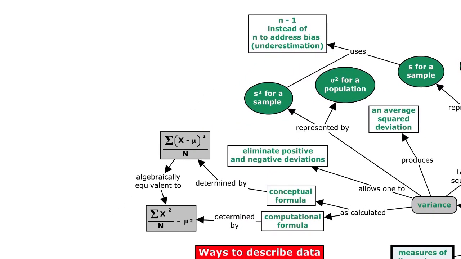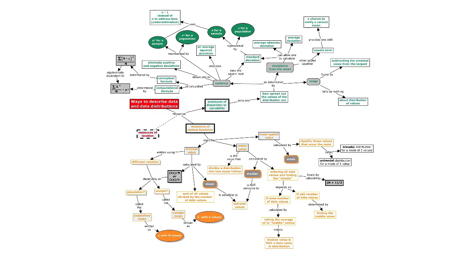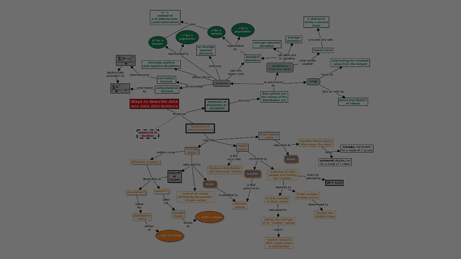When calculating the standard deviation and variance for a population, we have to divide by big N, that is, the number of values in our population. When we're calculating the variance or the standard deviation for a sample, we need to divide by small n minus 1 instead. That is, n being the number of elements or data values in our sample distribution. And there you have it, our concept map for describing data and data distributions.